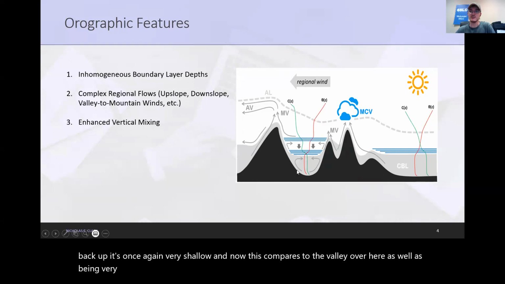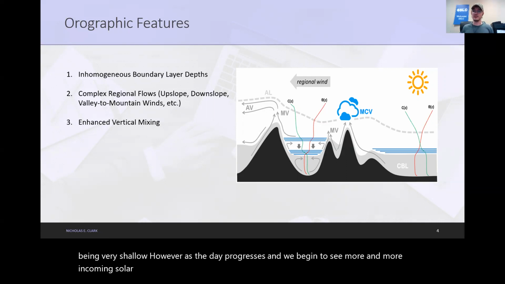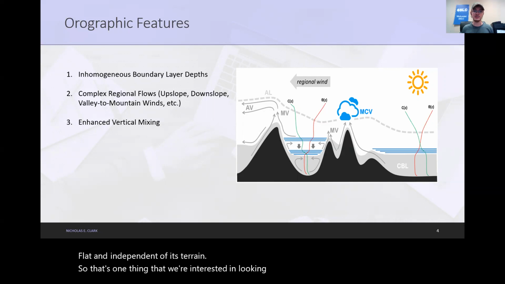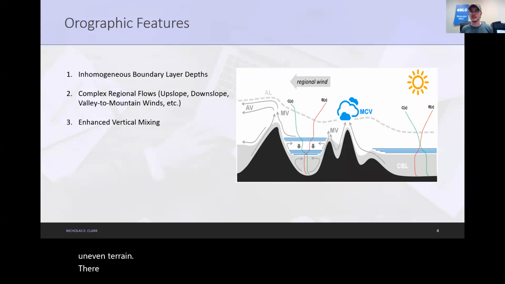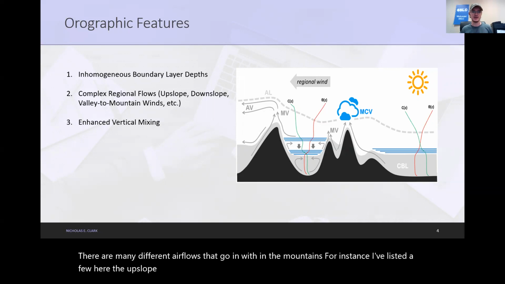However, as the day progresses and we begin to see more and more incoming solar radiation, this terrain dependency actually begins to sort of die down, and we begin to see a boundary layer that is once again flat and independent of its terrain. So that's one thing that we're interested in looking at. Another thing is the many complex regional flows within the mountainous regions as a result of uneven surface heating due to uneven terrain. And there are many different airflows that go on within the mountains. For instance, I've listed a few here: the upslope, downslope winds, the valley to mountain winds, and there are many others.